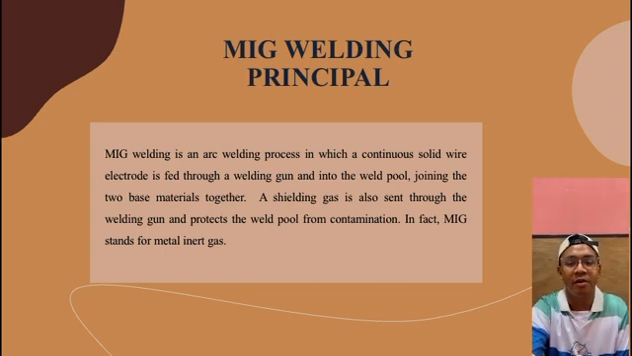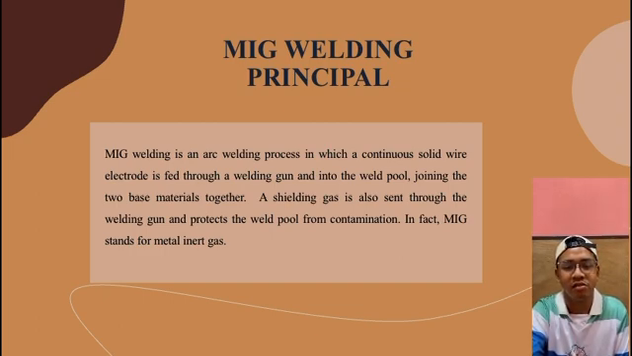I'm going to tell you about the MIG principle. MIG welding is a welding process in which a continuous solid wire electrode is fed through a welding gun and into the weld pool, joining the two base materials together. Shielding gas is also sent through the welding gun and protects the weld pool from contamination. In fact, MIG stands for metal inert gas.